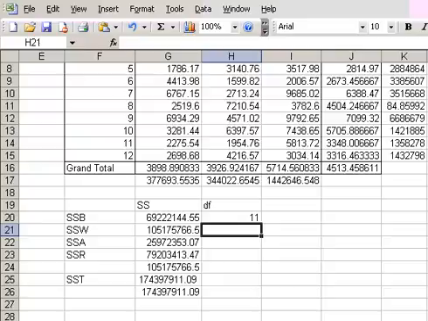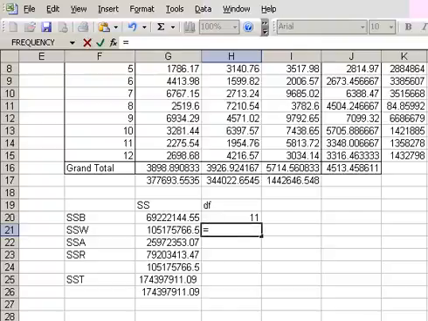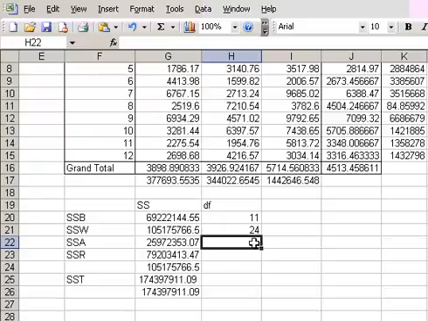The sums of squares within people is equal to the number of observations for each person minus 1 times the number of people. The number of observations is 3, so this will be equal to 3 minus 1 times 12, and we need to put parentheses around the 3 minus 1, for 24 degrees of freedom within people.